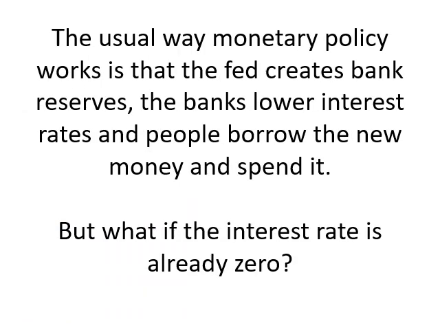See, the usual way that monetary policy works, expansionary monetary policy, is the Fed creates bank reserves. The banks lower the interest rate because they have more money to lend, so there's a surplus in the credit market. And then people borrow the new money and then they spend it. Thus an increase in buying. But what if, as the Fed creates more bank reserves, the interest rate's already down to zero?